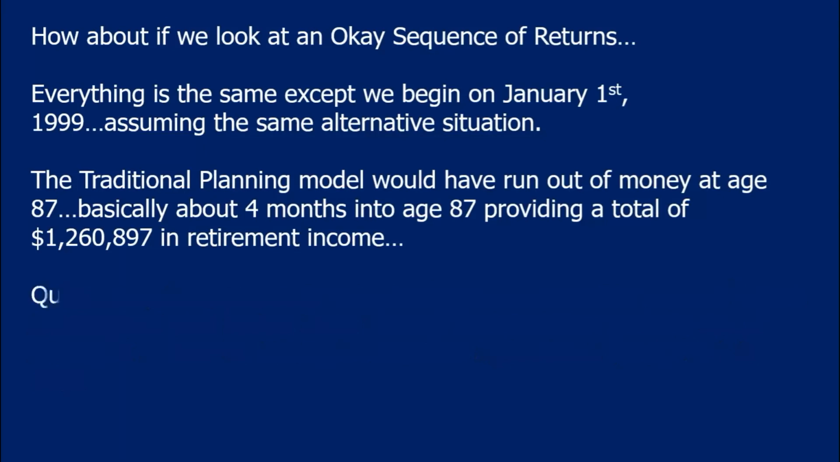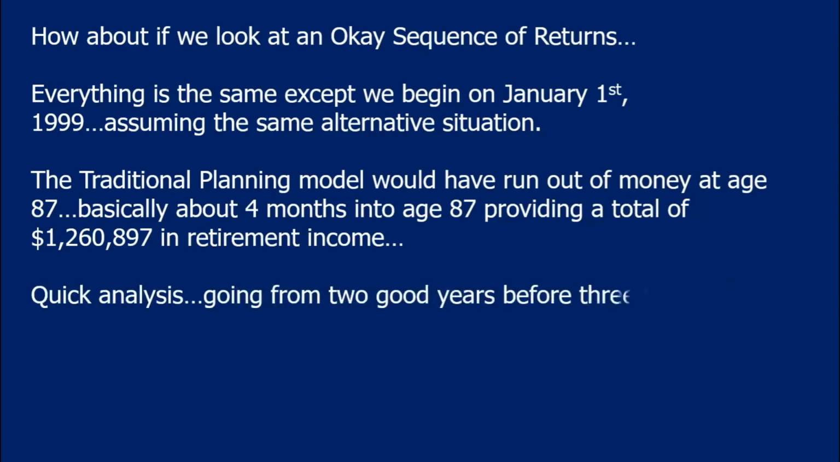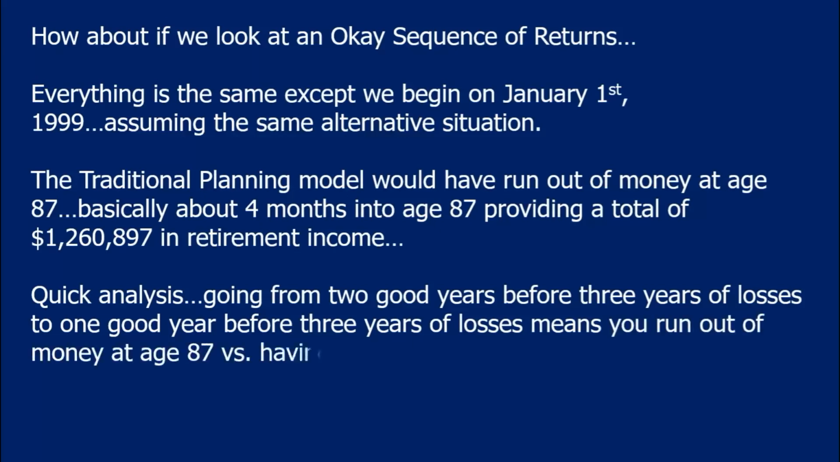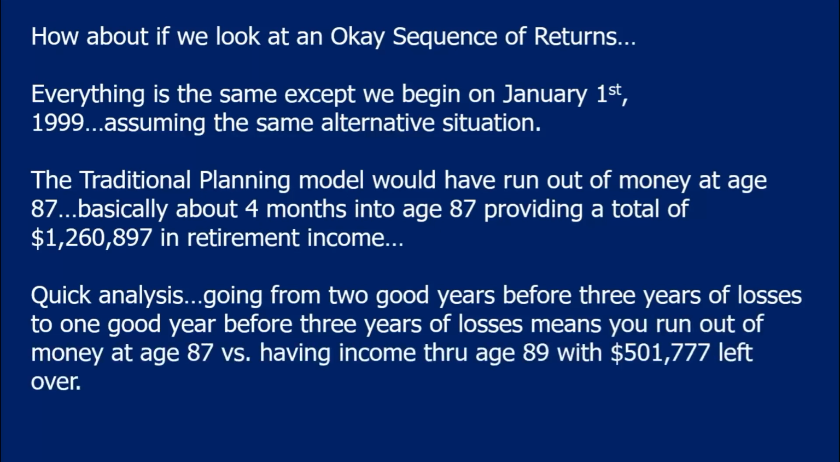Quick analysis, going from 2 good years before 3 years of losses to 1 good year before 3 years of losses means you ran out of money at age 87 in about 4 months versus having income through age 89 with having $501,777 left over. Remember, this is what we call the sequence of return risk, right?